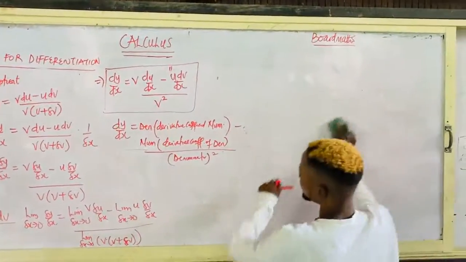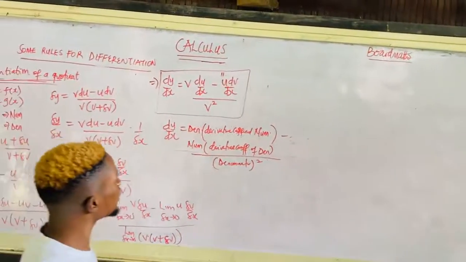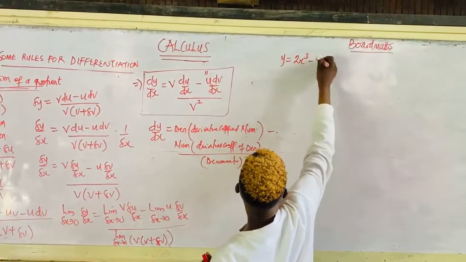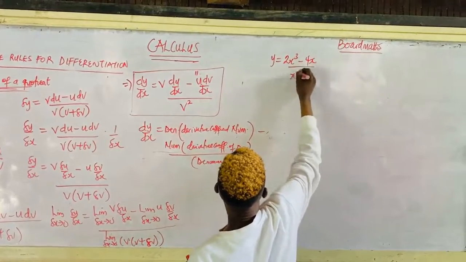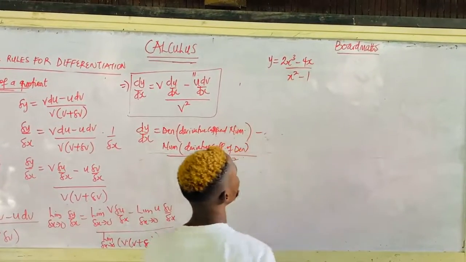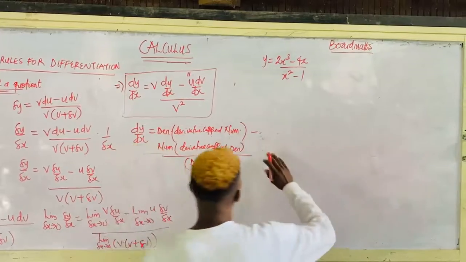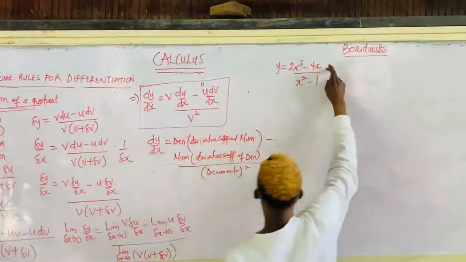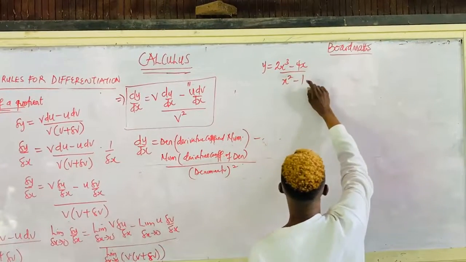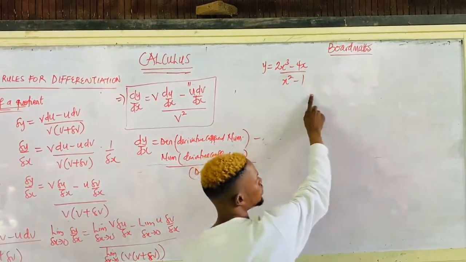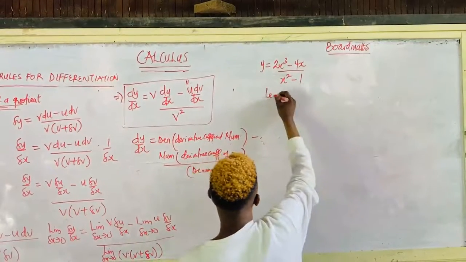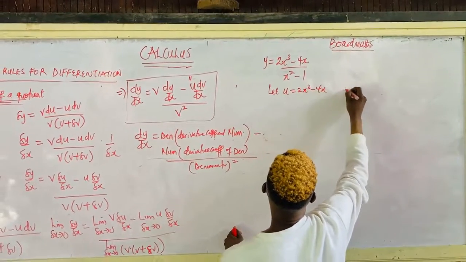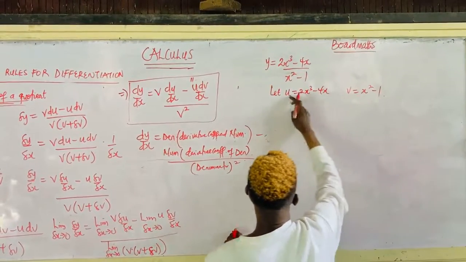Now, an example on that: if y is equal to 2x raised to 3 minus 4x, all over x squared minus 1, find dy/dx. So here, take note of this. Your numerator should be taken as u, while the denominator should be taken as v. So let u be 2x cubed minus 4x, and v is x squared minus 1, a function of x.